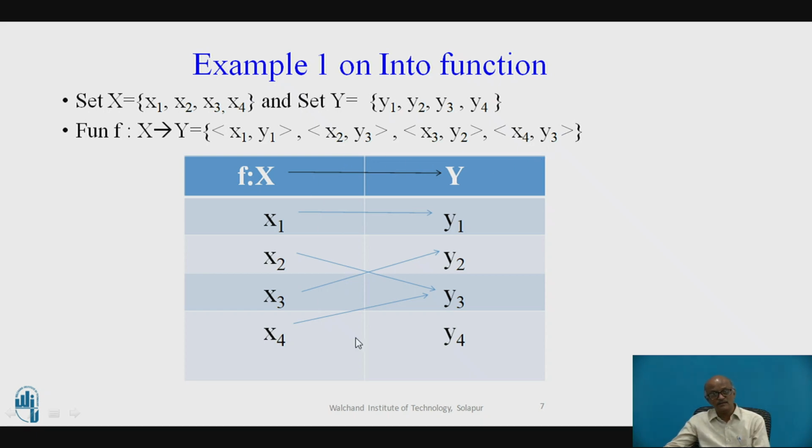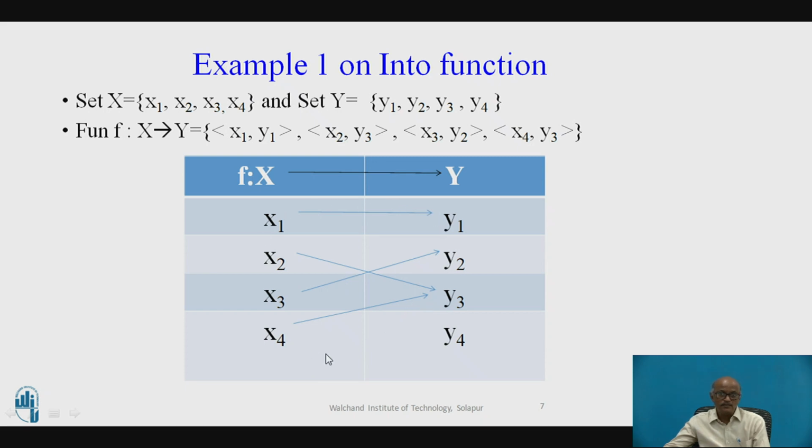Now, let us explain on the table. In the table, f from x to y is given. How is the mapping? x1 to y1, this is the first; then x2 to y3, this is the second; the third mapping is x3 to y2, and the fourth mapping is x4 to y3.